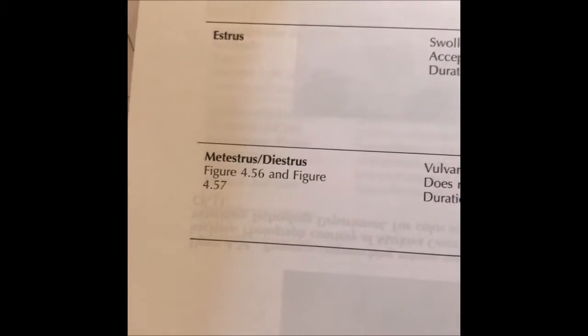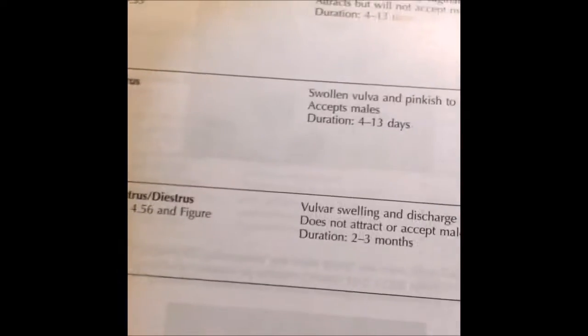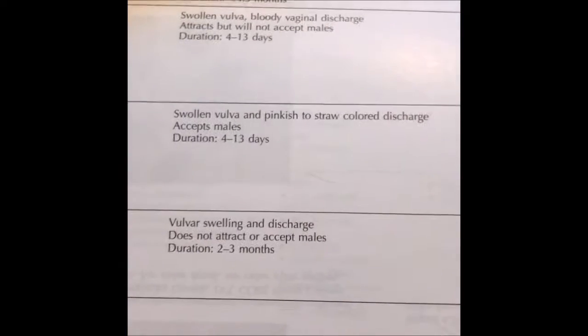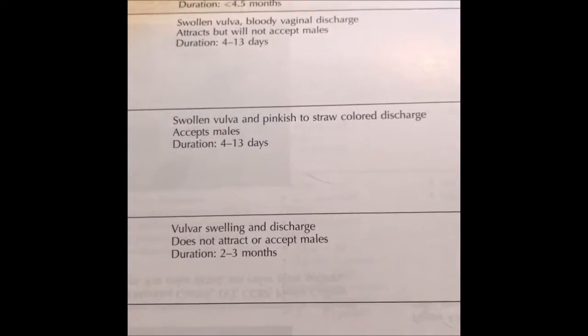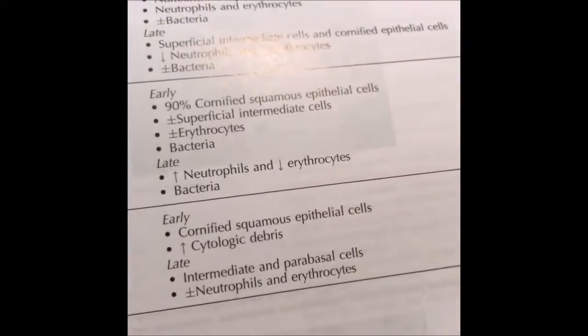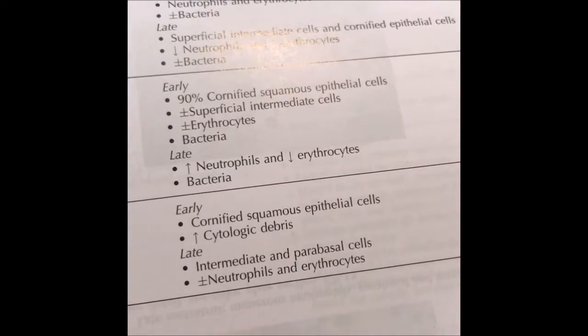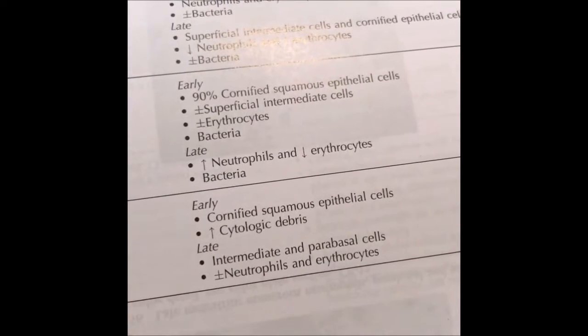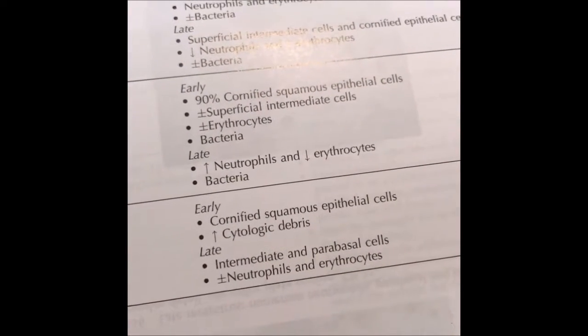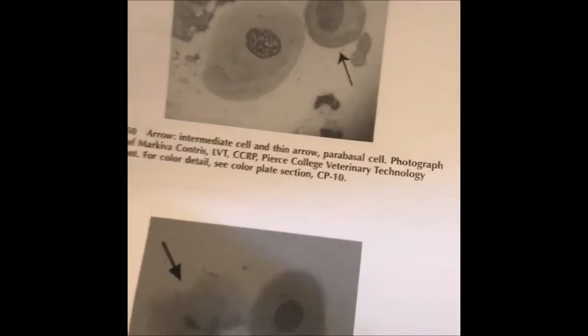Last but not least, we have metestrus or diestrus. I prefer to call it diestrus. Vulvular swelling and discharge, and they no longer accept the male. We have the cornified squamous epithelial cells, cytologic debris. Late, we have intermediate and parabasal cells, and neutrophils and erythrocytes. So let's talk about the cells themselves for a minute.